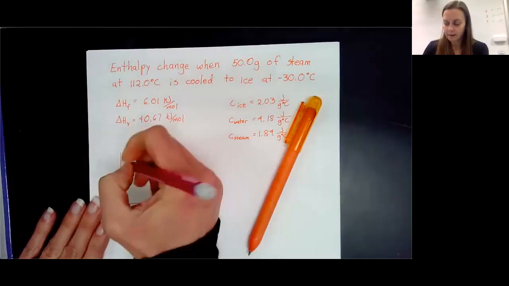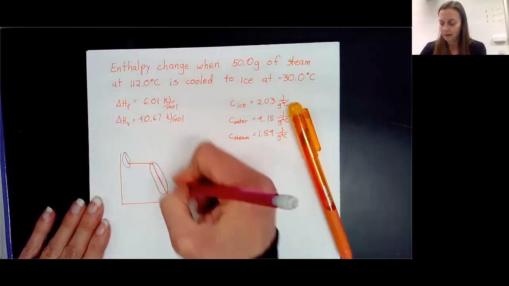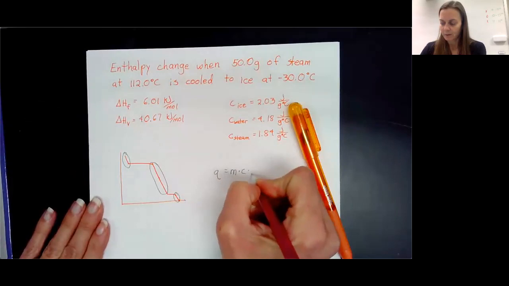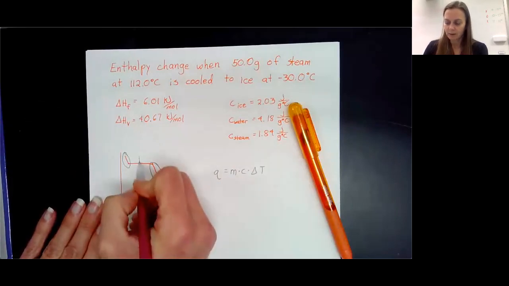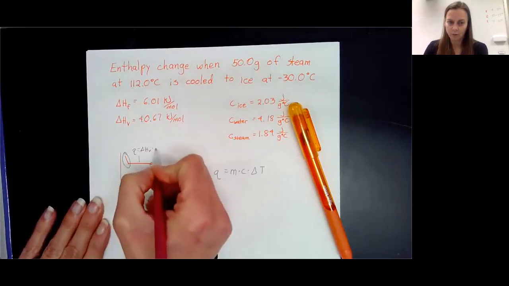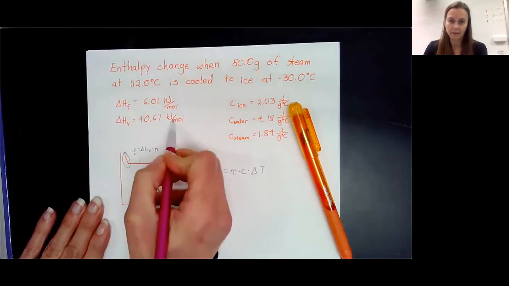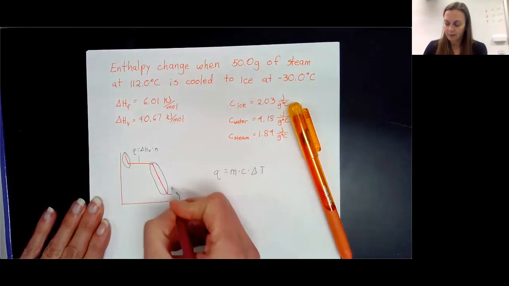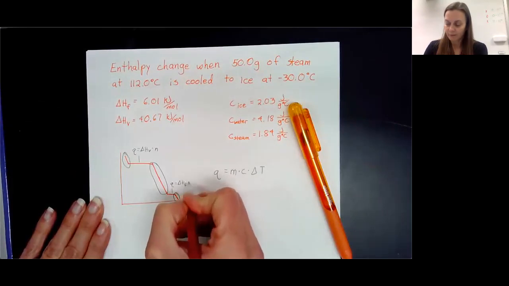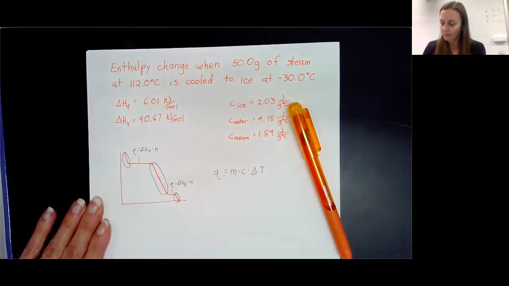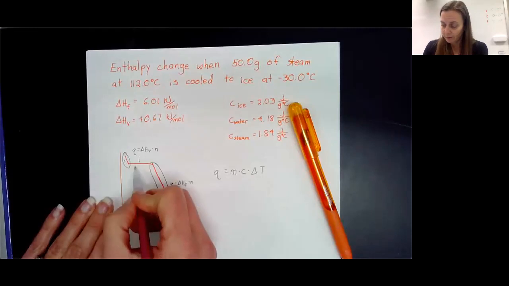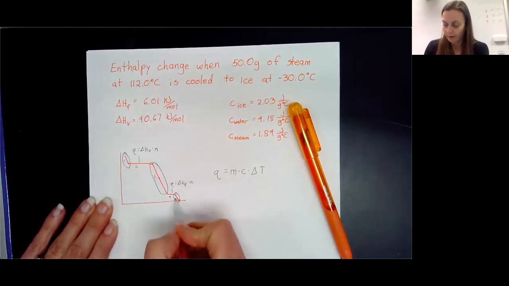So in this segment, and this segment, and this segment, I'm going to use Q equals M times C times delta T. In this segment, I'm going to use Q equals delta H vaporization times the number of moles, because I'm given it in kilojoules per mole. And in this segment, I'm going to use Q equals delta H of fusion times the number of moles. Now, I'm going to call these sections 1, 2, 3, 4, and 5.